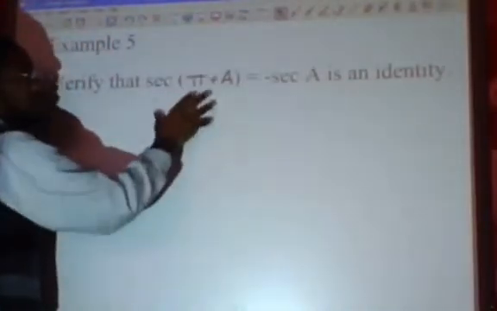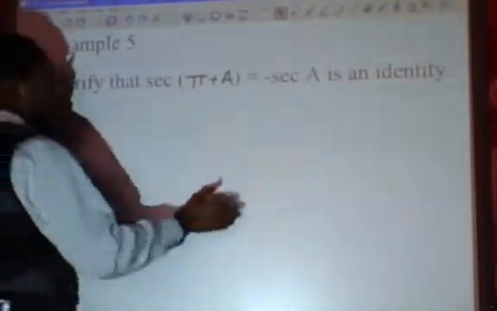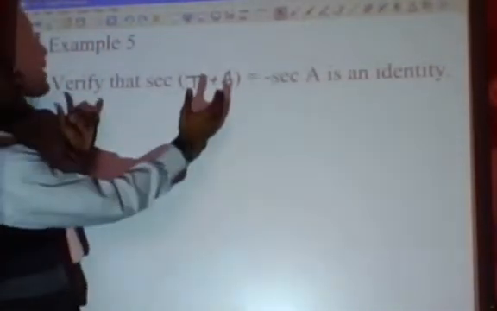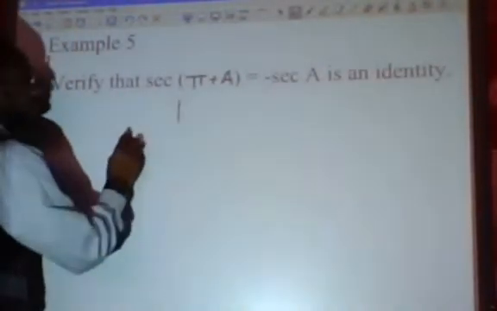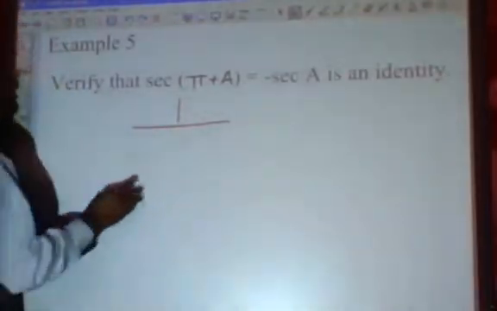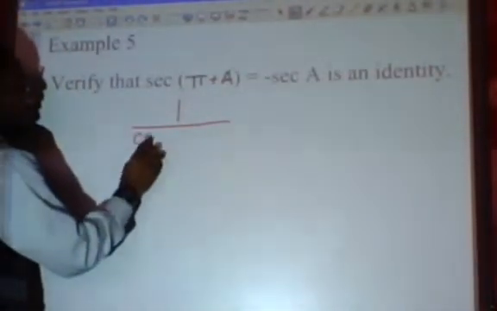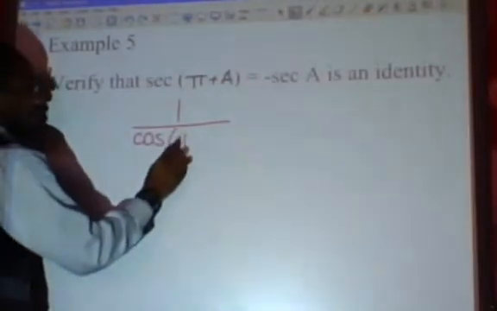So we have to keep one side and change the other side to match up. I'm going to keep this right side here, negative secant a, and we're going to change the secant of pi plus a to this side here so it matches up exactly. So we're going to use what we know, and it's kind of what we did in the homework earlier today. Secant is 1 over cosine. So we're going to change this to 1 over cosine of pi plus a.